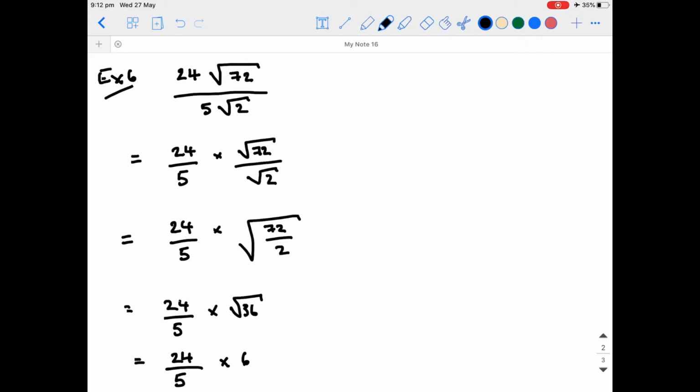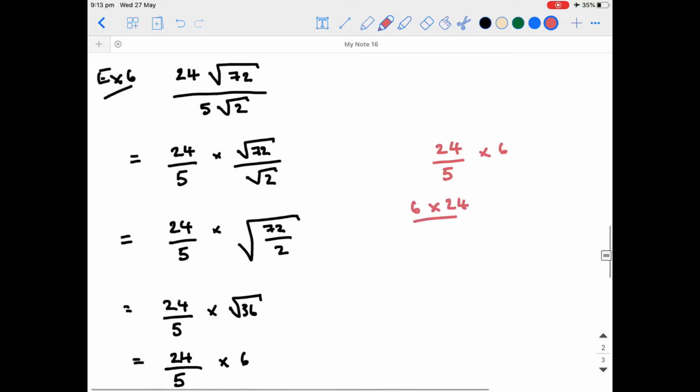Now this is a non-calculator question, so we would expect you possibly not to be doing this in your head, but to be showing working at the side. So if I take 24 over 5 and I times it by 6, what that means is I've got to do 6 times 24 and then divide it all by 5.